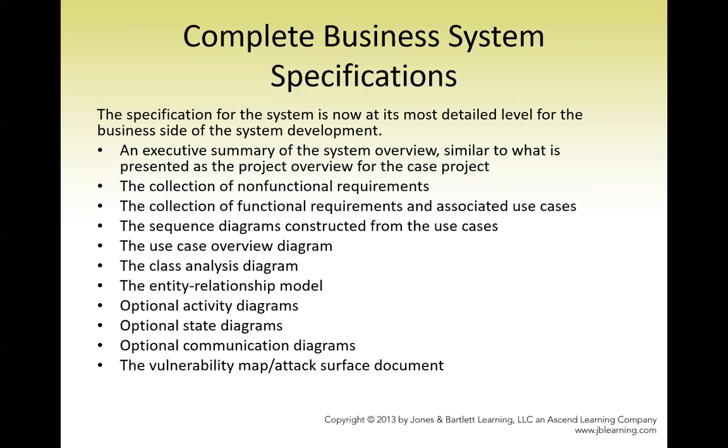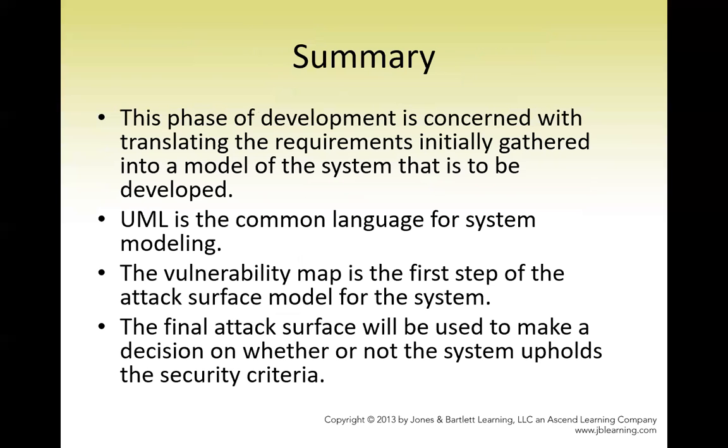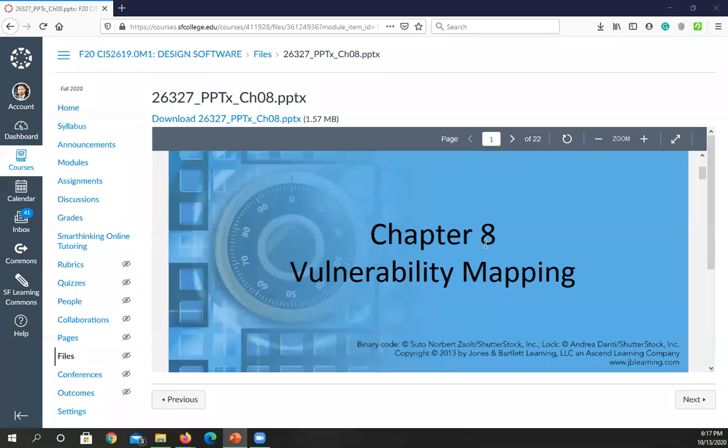Optional to have an activity diagram, optional to have state diagrams and communication diagrams. Then we have the vulnerability map attack surface document, saying where it is most of the time going to hit. And this is the end of the project, or the summary.